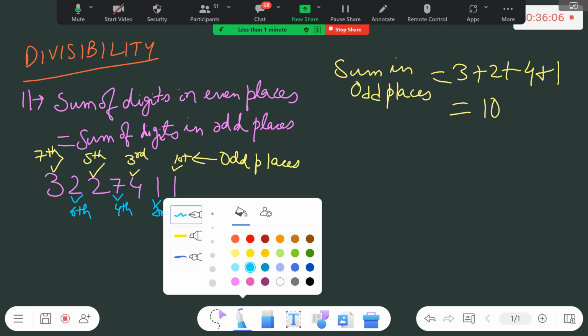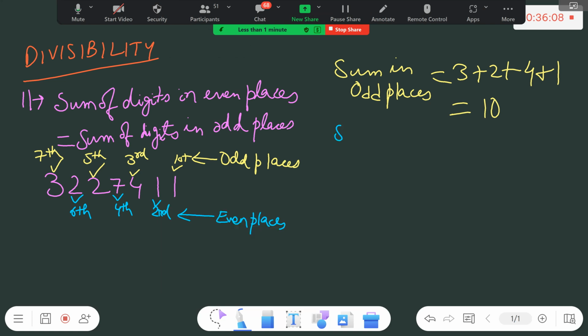And what is the sum of the digits in even places? 2 plus 7 plus 1, isn't it? 2 plus 7 plus 1. 10.